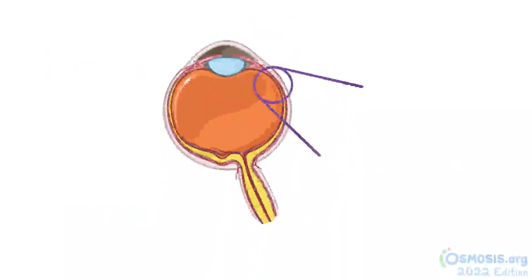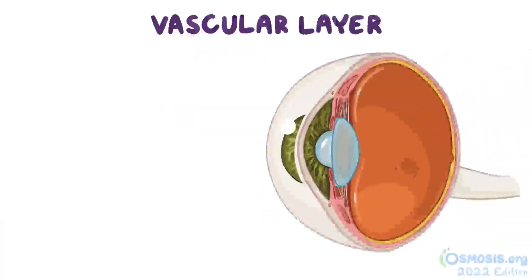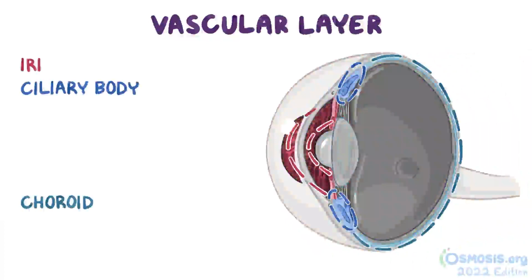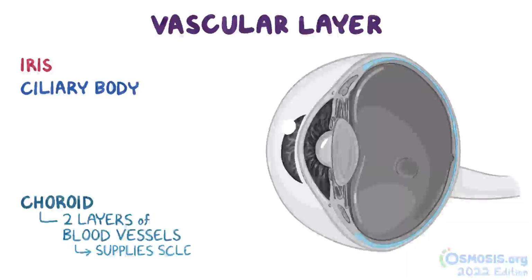So, the bigger posterior sphere is made of another 2 layers of tissue: the vascular layer that provides blood supply, located beneath the sclera, and the internal layer called the retina, that contains the photoreceptors and supporting cells. The vascular layer, in turn, is made of 3 parts. From posterior to anterior, these are the choroid, the ciliary body, and the iris. The choroid is made of 2 layers of blood vessels that provide blood supply to both the loosely attached sclera above and the firmly attached retina beneath.